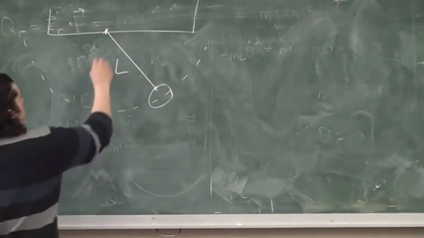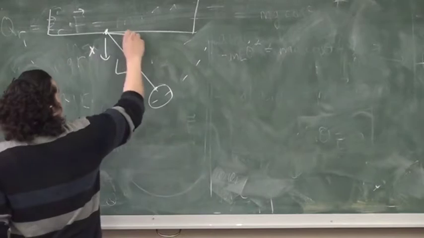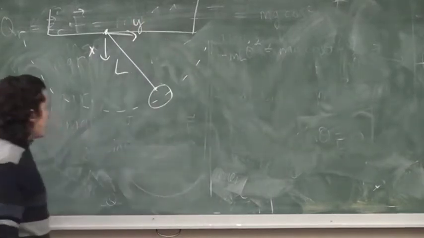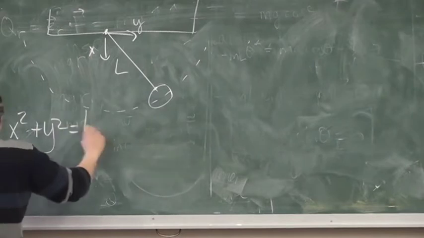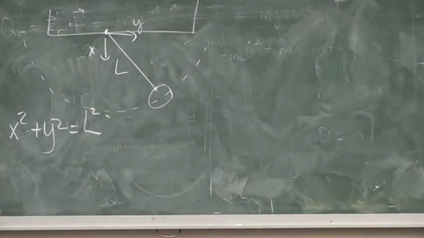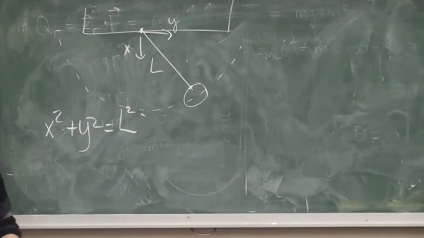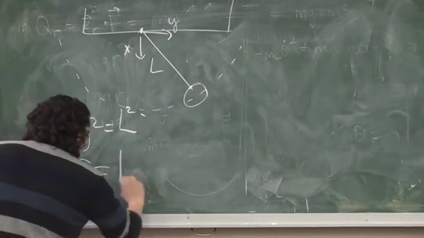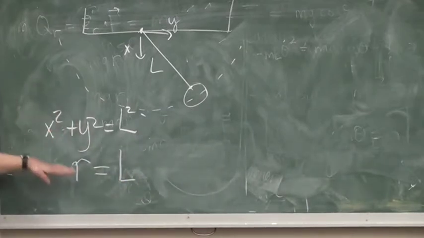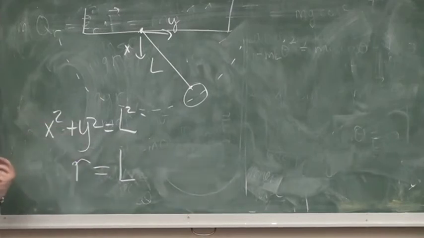So if we choose our coordinate system to be x, y, as we've been doing, then the equation of constraint is x squared plus y squared is equal to L squared. Alternatively, if we choose polar coordinates, which we also did earlier, the equation of constraint is simply r equals L. And now you can see how our choice of coordinates dictates how easy or difficult it is to write down the equation of constraint.